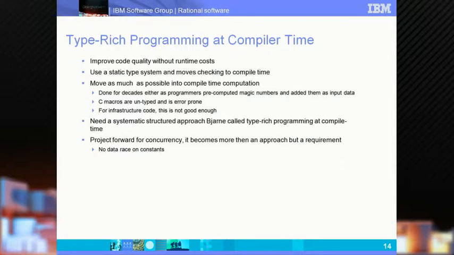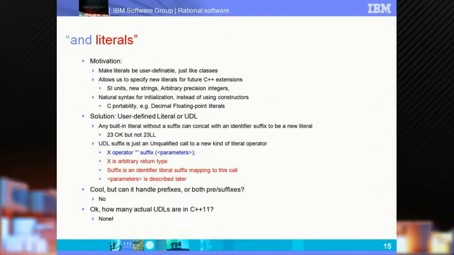You want to move as much as possible of the computation into compile time, and that way you can avoid all these ugly macros and precomputed magic numbers that go along with what's going on in other kinds of languages. And certainly, there's the future benefit that there are no race conditions, because there can't be any race conditions on constants, right? So I'm going to take a look at what literals would mean, okay?